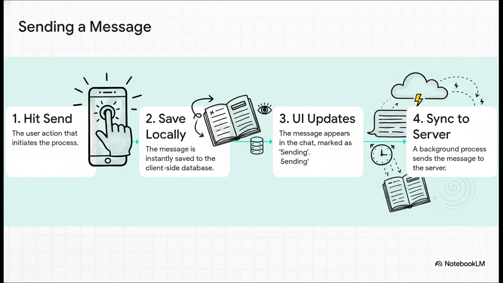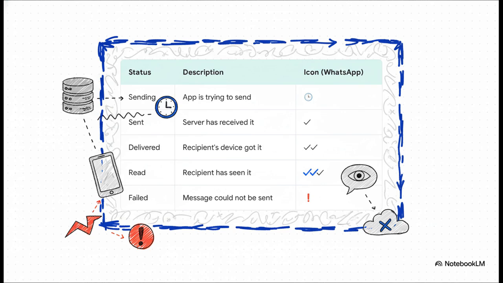That's why it feels so fast. And of course, we can track that whole background journey with these icons we all know so well. That little clock means your app is trying to send it. One check mark, the server's got it. Two gray check marks, it's been delivered to your friend's device. And the infamous two blue check marks, yep, that means they've actually seen it.